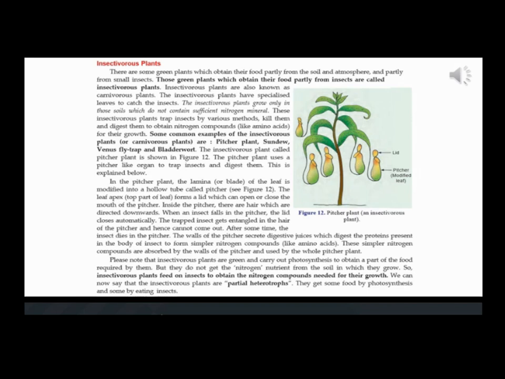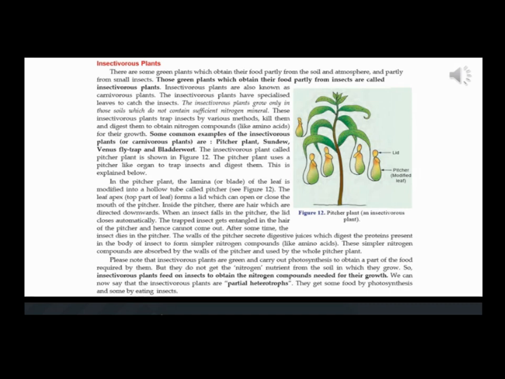The insectivorous plants grow only in those soils which do not contain sufficient nitrogen mineral. Okay children, they grow in such type of soil which is lacking nitrogen mineral. Therefore, they do not get the nitrogen nutrient from the soil in which they grow. So, insectivorous plants feed on insects to obtain the nitrogen compounds needed for their growth. Understand? That is why these insectivorous plants are also called partial heterotrophs. Not complete heterotrophs, but partial heterotrophs.